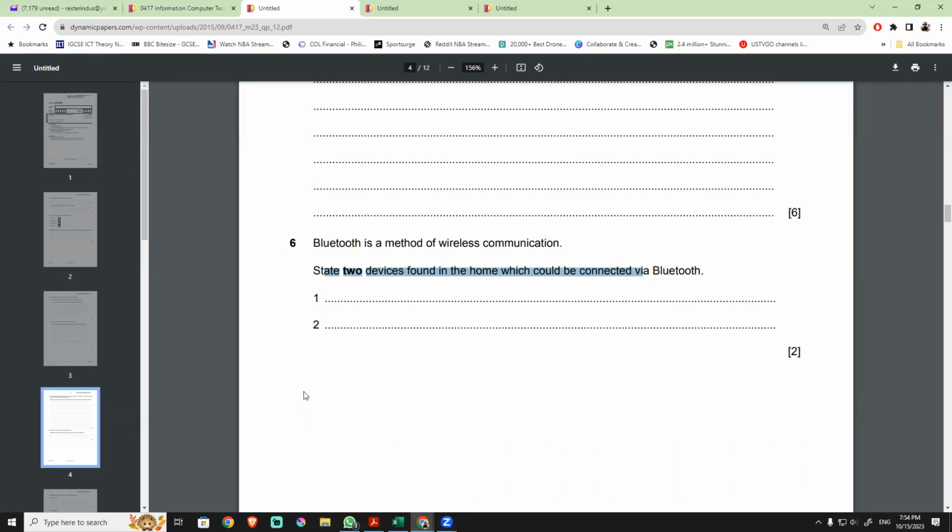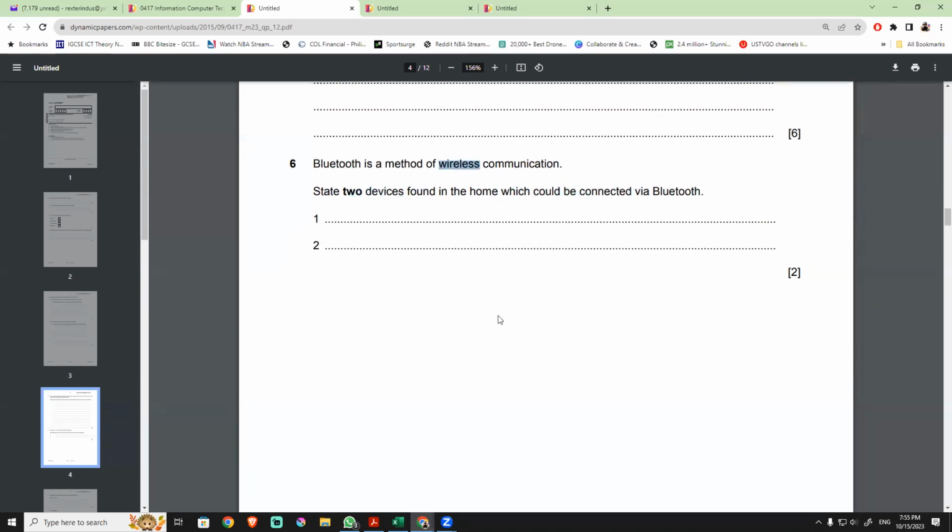Oh, you forgot your mouse, your keyboard, your printer, your headset. All of them connect wirelessly. All of them are mostly using Bluetooth, okay? So laptop is good, but mostly the laptop is the receiver end of the Bluetooth.